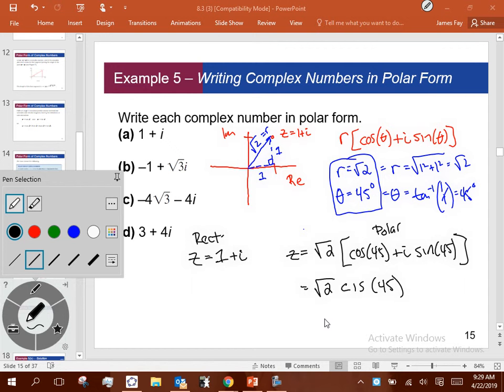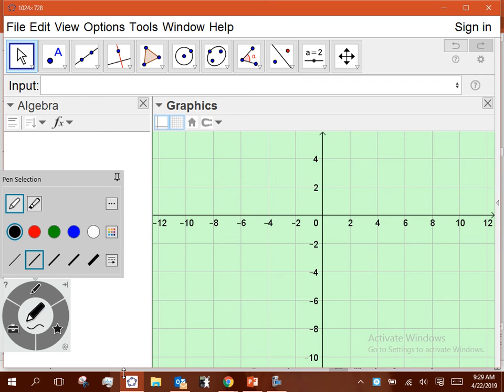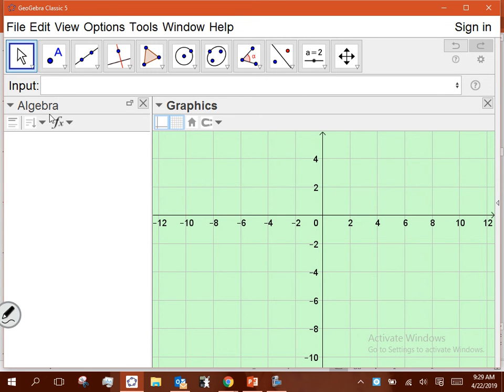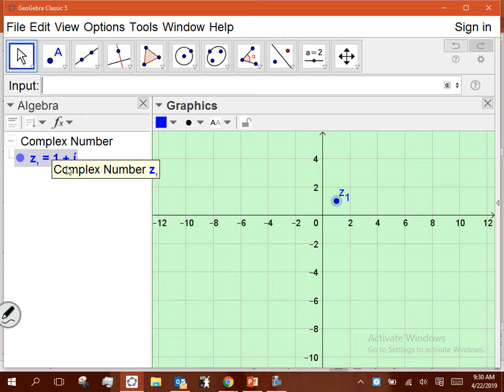Okay, so let's look at this. Let's analyze this with a picture in GeoGebra. In GeoGebra, all we've got to do is type in 1 plus i. It knows that i, and you kind of see that it gives a weird dot on i. I don't know if we can zoom in, but the dot on i is kind of weird.